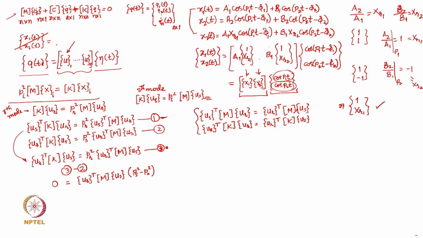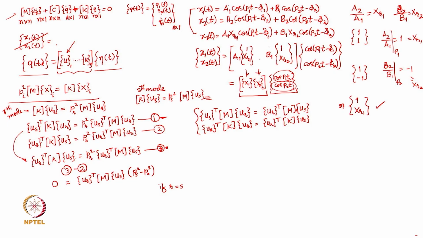Now, what does that mean? If R is equal to S, which means that I am talking of the same mode. When R is equal to S, PS and PR will be identical. They mean the same natural frequency. Numerically, that will mean that the bracket is 0.